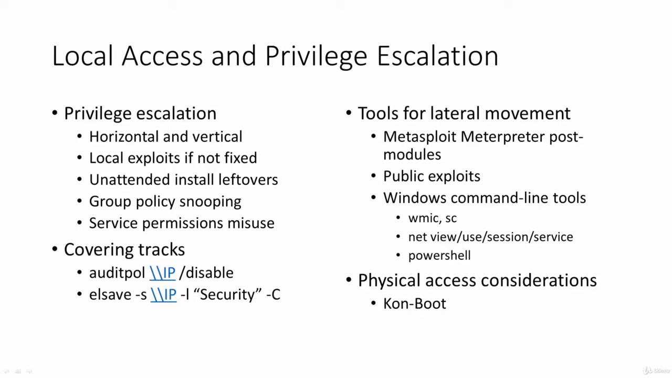And staying for a bit longer with local access and privilege escalation, let's put it in order, right? So privilege escalation can be of two different types. First of all, it's horizontal privesc, that is basically one user getting access equivalent to other users' permissions.